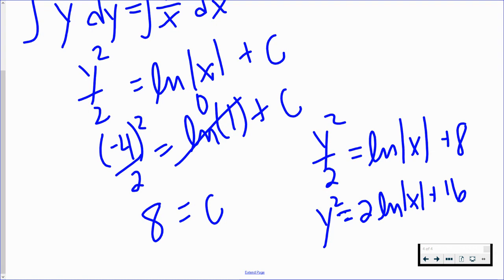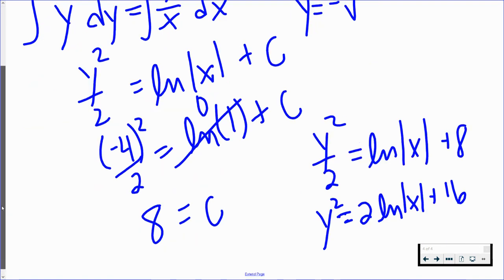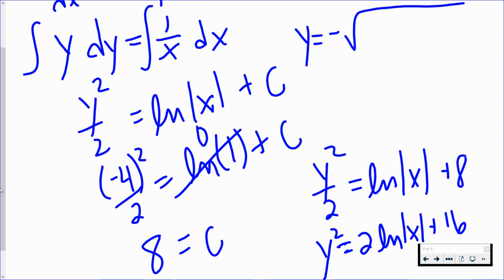Okay, now we need to take the square root. But I want you to think about your initial condition. Notice that our initial condition was y(1) equals -4. So in order to get that -4, if we're taking a square root, we've got to put a negative on the outside to get that negative answer. So y equals the negative square root of 2 natural log of x plus 16.